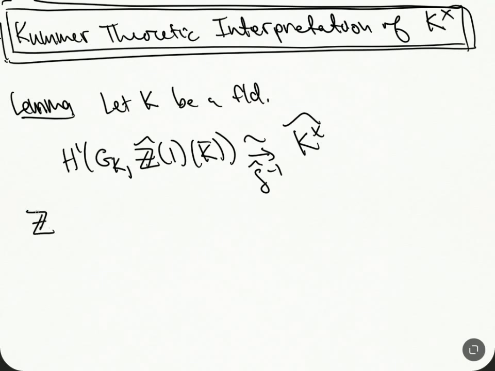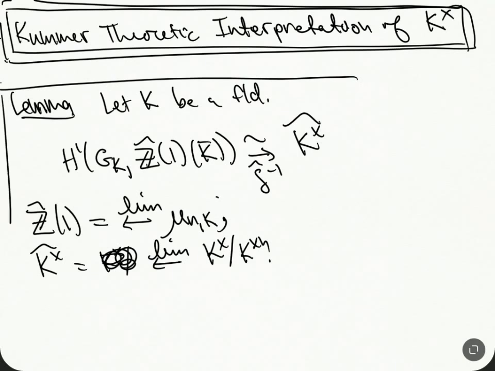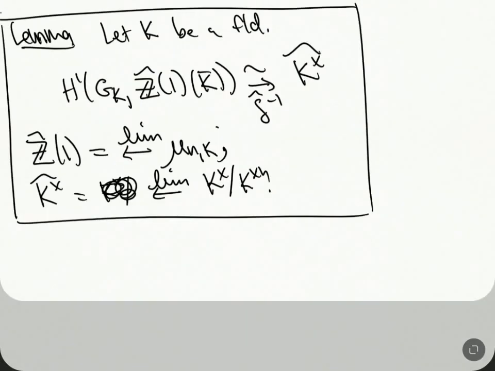So here, Z hat 1 is this inverse limit of these group schemes here, mu n, and when I evaluate at K bar, I'm taking the K bar points. And then this K cross hat, so this is K cross, the limit of K cross mod K cross to the n. Okay, so I just want to describe what this map is.